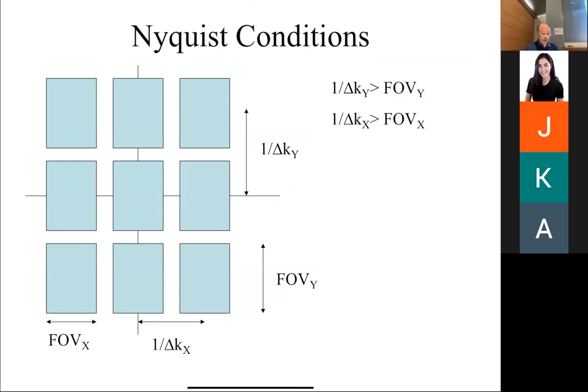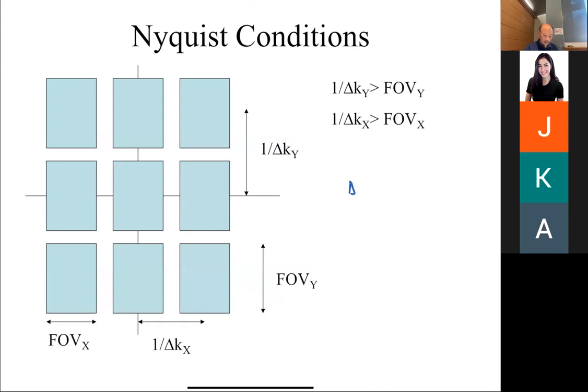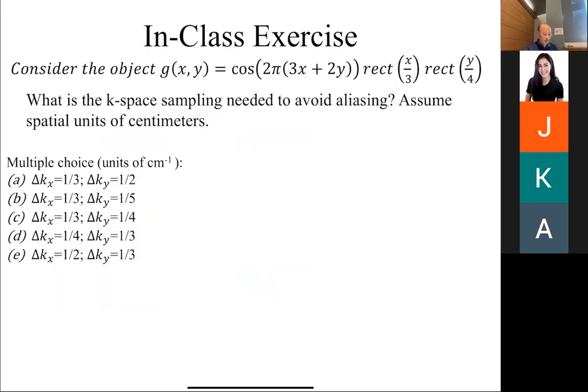So the Nyquist condition is pretty easy. Basically, we just need that it satisfies these conditions here, okay? And actually, the design rules are pretty simple: delta kx is at most 1 over FOV in x, and delta ky is at most 1 over FOV in y. All right, so for any problems you have or any quiz problems you have, this is all we're asking you to apply. Okay, so let's go to this question here, and I'll open the poll for those online.